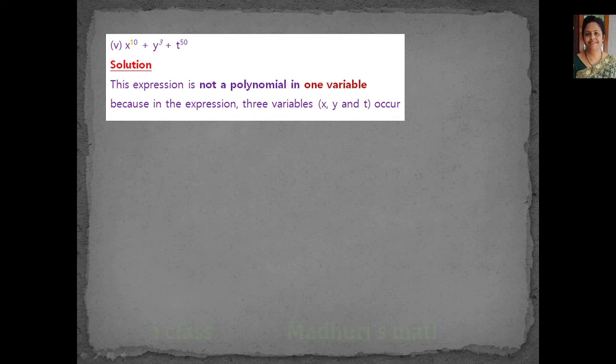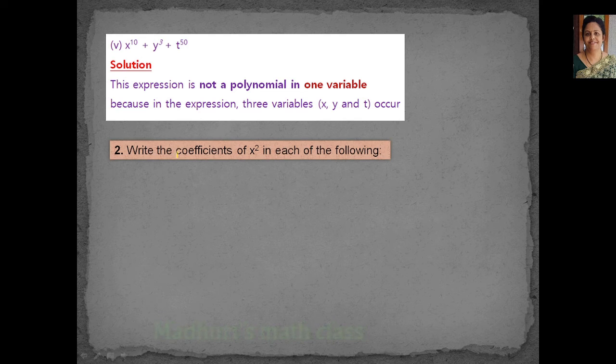Now x raised to 10 plus y raised to 3 plus t raised to 50. Here all the powers are whole numbers. But how many variables? x, y and t. So this expression is not a polynomial in one variable, because in the expression three variables x, y and t occur. Now next one, second question. Write the coefficient of x squared in the following.